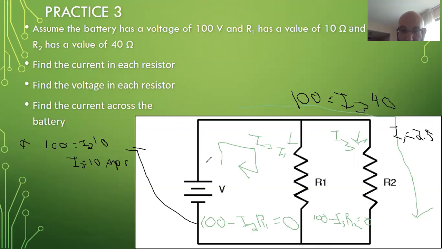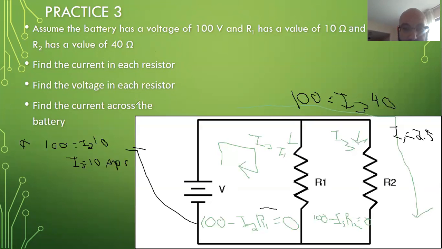Because in each loop, loop 1, this one right here, and then this loop right here, this overall big one, each resistor is hooked up to this same voltage source. So the voltage rise, which is 100, has to be equal to the voltage drop. So if this is 100, then R1 has to have 100 volts applied to it. If this is 100, then R2 also has 100 volts applied to it. So that's how we know that they're both 100.